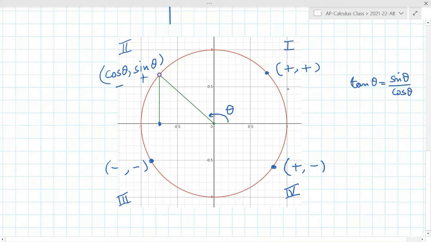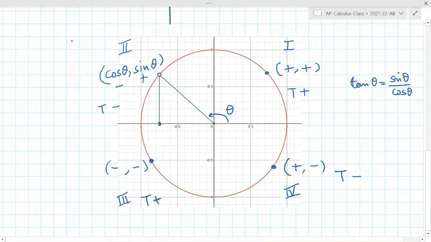So what would be tan here? And tan here would be negative, because sine over cosine, so positive over negative is negative. And tan here is, and tan here is negative, right? So we can always figure it out like this.